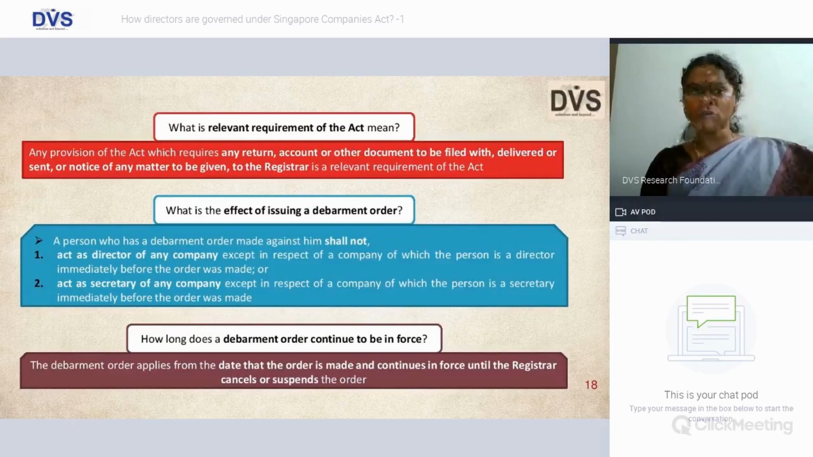So what is the effect of issuing a debarment order? A person who has a debarment order made against him shall not act as a director of the company, except that company of which the person is director immediately before this order being made, or act as a secretary except in respect of those companies, similar to the provision for a director.